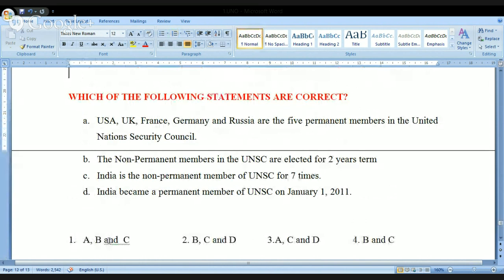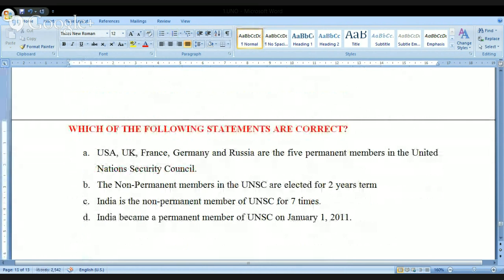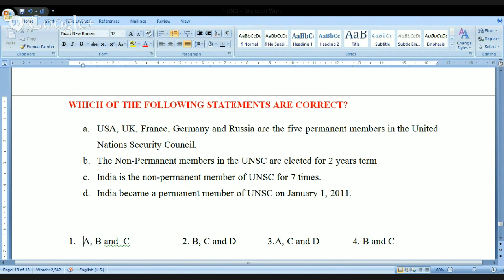Look at the question here. Which of the following statements are correct? Look at this. United States of America, UK, France, Germany, and Russia are the 5 permanent members in the United Nations Security Council. Is it right? It should not be right, because Germany is not there. It is USA, UK, France, China and Russia. So obviously it should be the wrong answer, right?